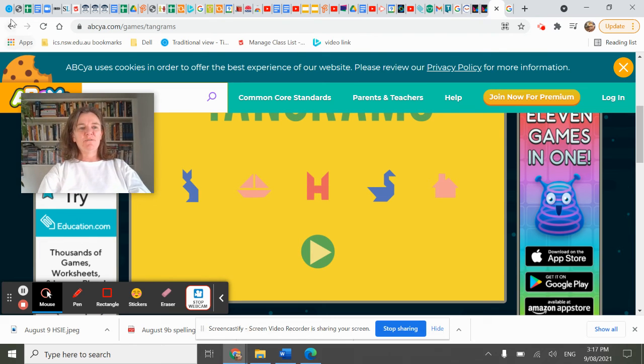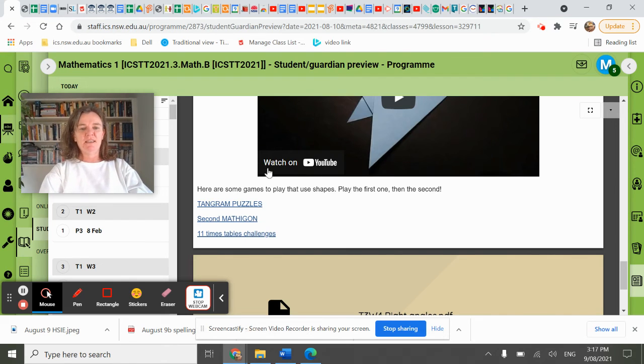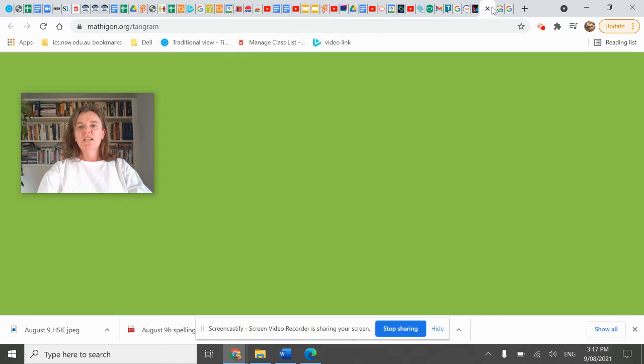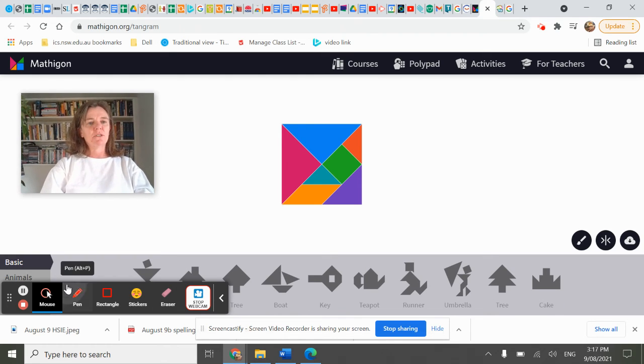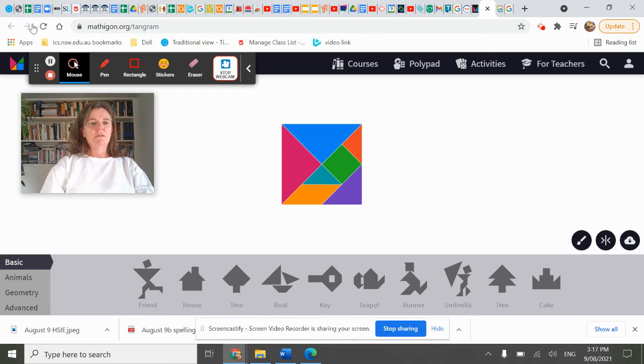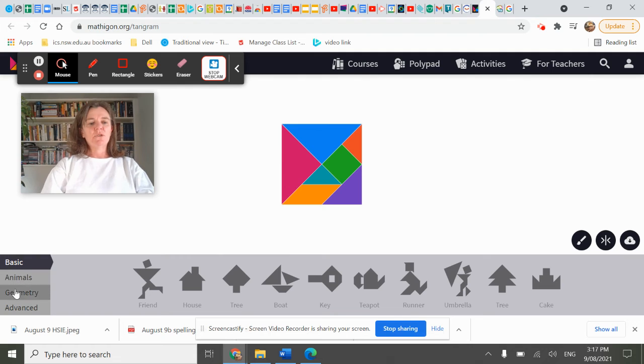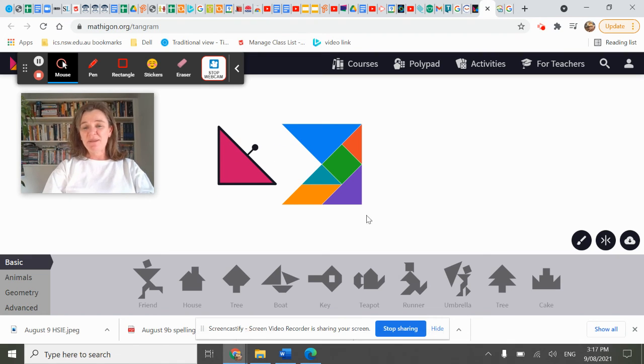And if you would like to have a go at building some different things, the second Mathagon looks like this. And you can see there's a tangram, but down the bottom too, there are some pictures and some different categories you can make: basic, animals. I'll just move this screen so I can see. Animals, geometry, and advanced. So you can spin these around. When you get the shapes, you can turn them around. And you can move them around the screen to try and copy the pictures and see if you can make them, which is very cool.